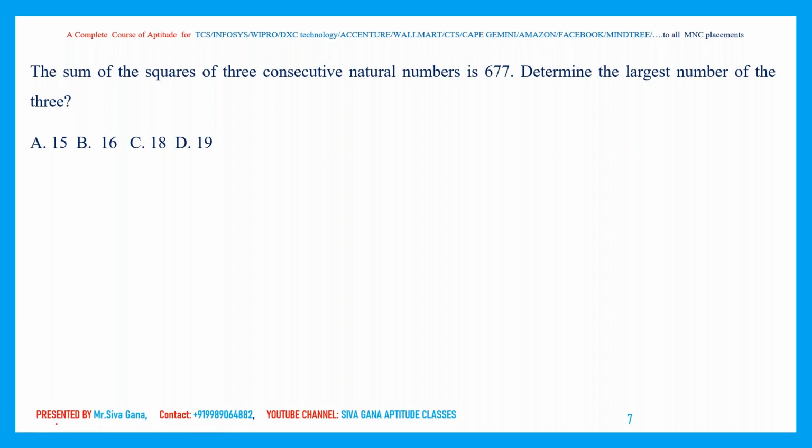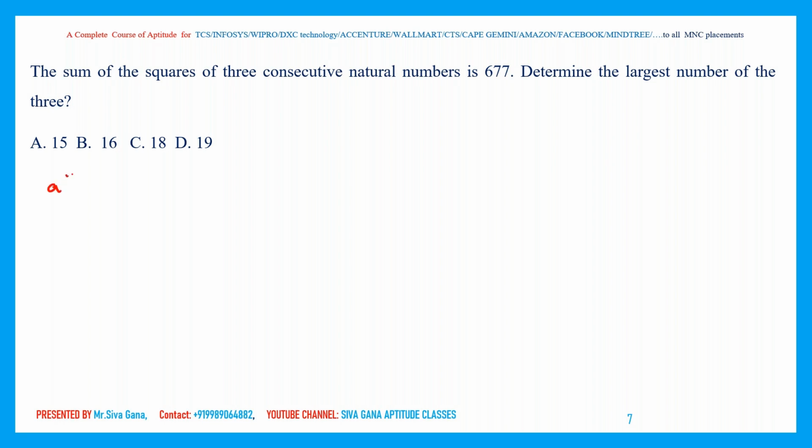The sum of the squares of 3 consecutive natural numbers is 677. Determine the largest number of the 3. Largest we need. With the help of options also we can do this, right?